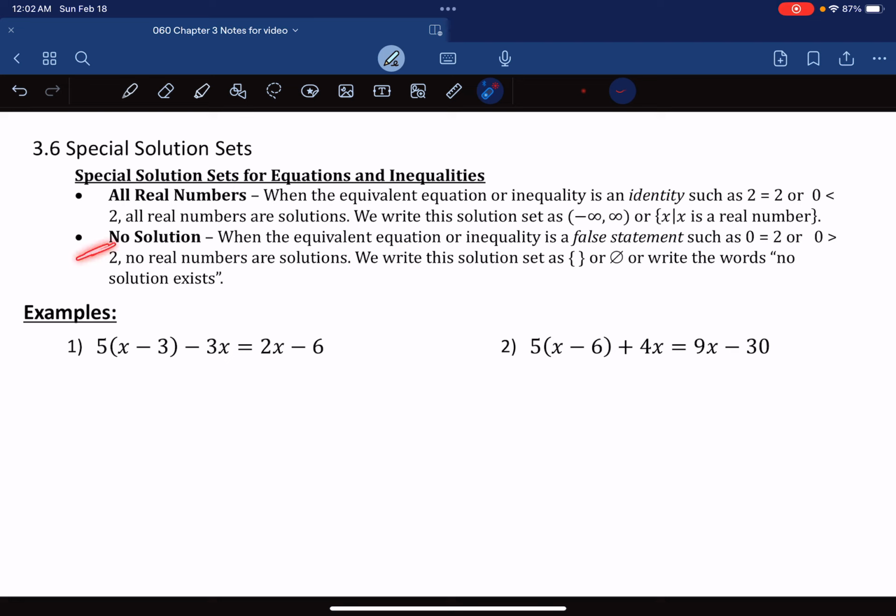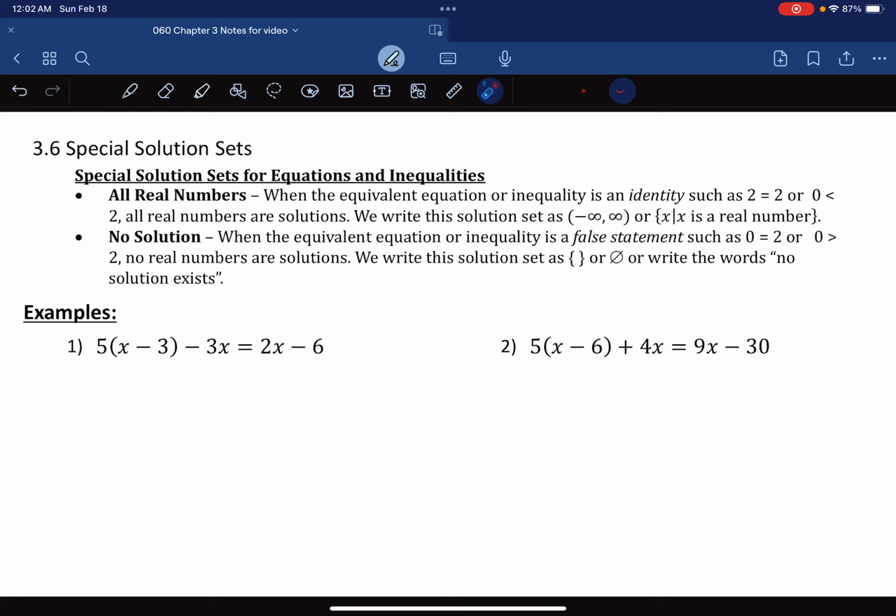And then no solution means that you're getting essentially a false statement. 0 equals 2, which is not true. 0 is greater than 2, also not true. When you get a false statement, that means your solution set is no real numbers. There are no numbers that you can come up with in the real number system that will work for your equation or inequality. You can try out as many as you want. No number can be replaced with your variable to give you a true statement.